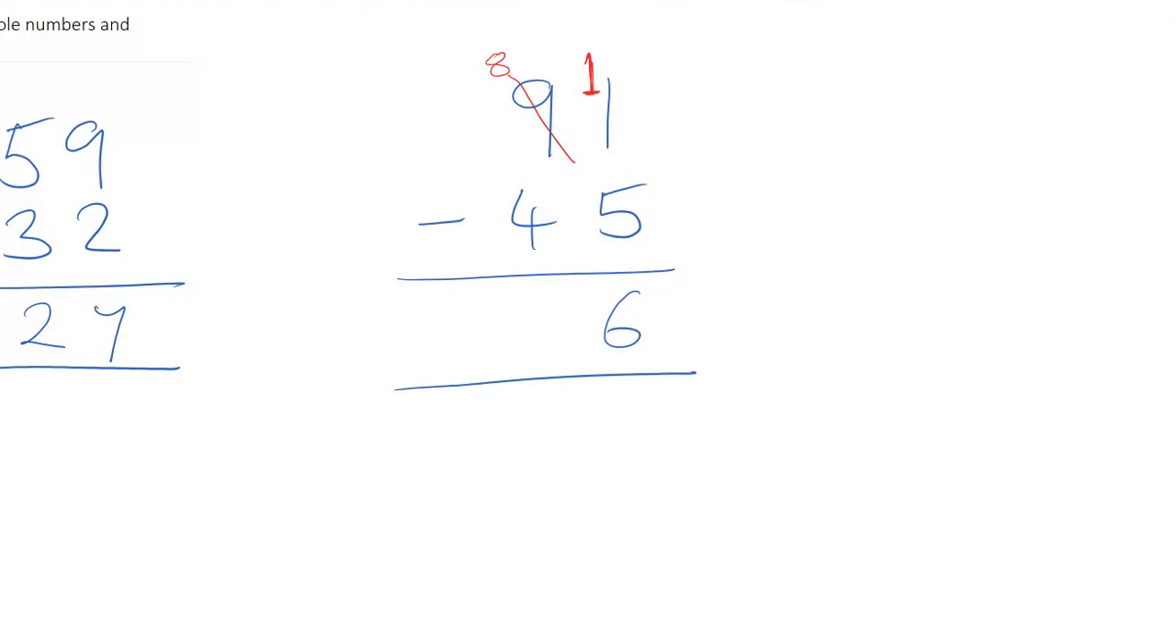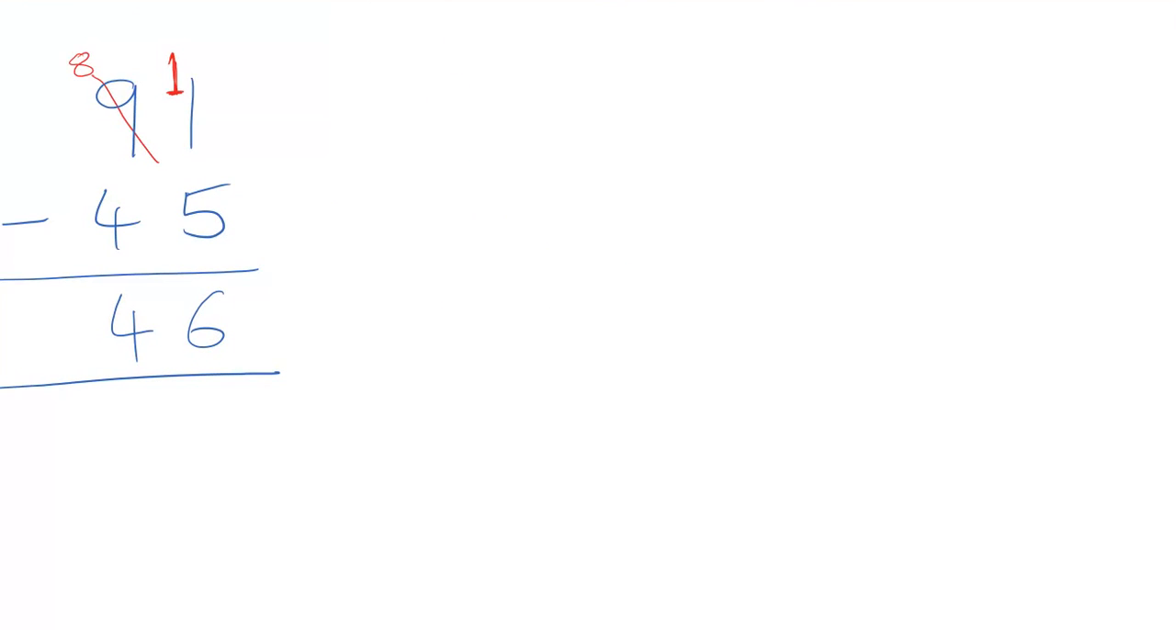Now, then we move across, but we don't use that 9. We've crossed that out. We need to make sure we use the 8 that's left over. So now we're going to do 8 take away 4, and 8 take away 4 is okay to do. It's going to be 4. So our answer is 46. Right, let's go a little further again and see if we can make up a slightly more challenging example.